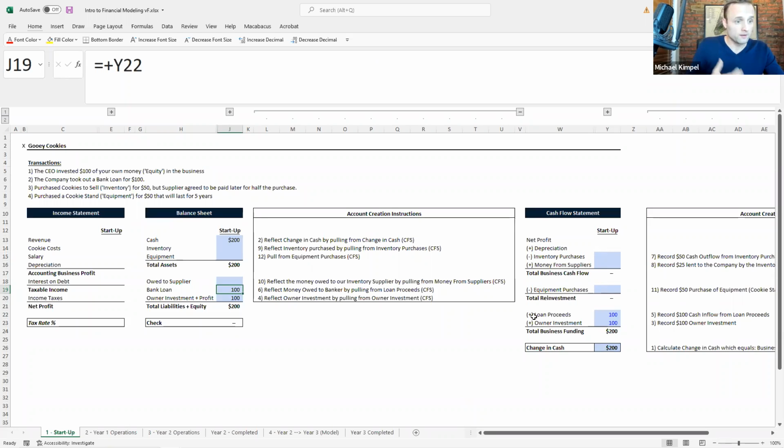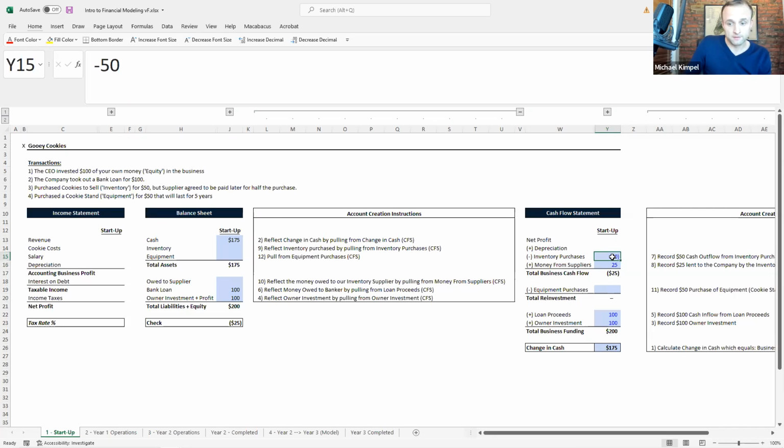Next, we acquired inventory. But the thing to remember about the inventory is that we acquired $50 of inventory, but the supplier said you can pay me half of that whenever you sell the other half of the cookies. So we need to reflect the fact that we had to put out $50, technically speaking, up above in our cash flow statement. This is our operations of the business. But our supplier of the cookies gave us $25. So the net cash outflow for the business, if you look down at the bottom right here, was $25.